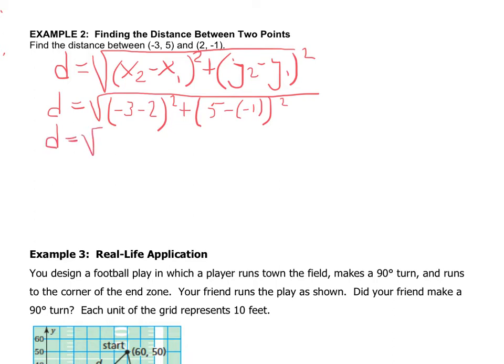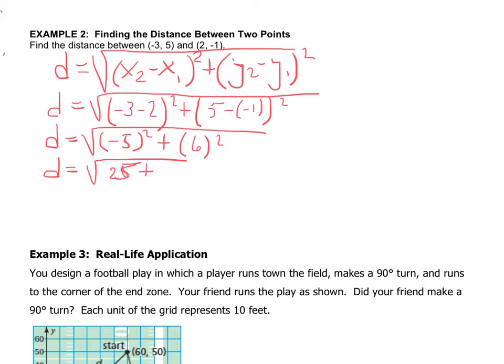I'm going to take the square root, and I'm going to do negative 3 minus 2, which is negative 5. I want the parentheses around that to make sure I get negative 5 squared, and then I'm going to get a 6 and square that. The distance again is going to be 25, that's not a good 25, plus 36. Then we get the square root of 61.